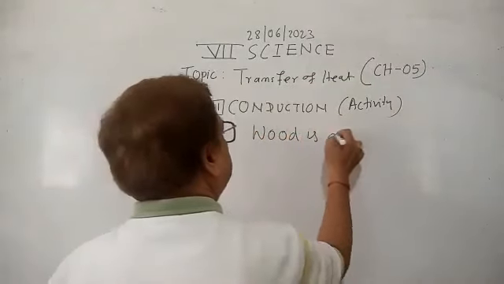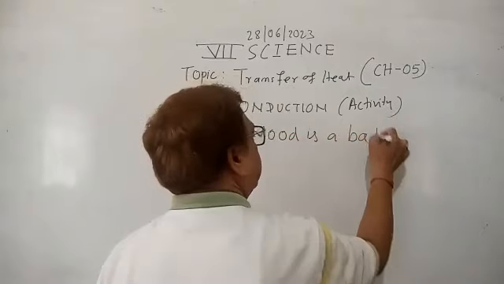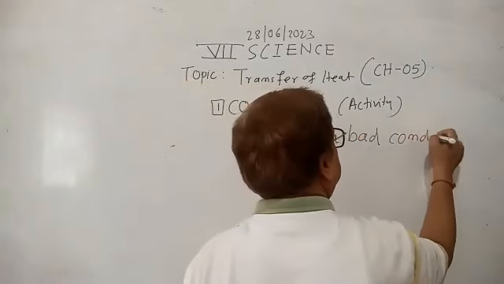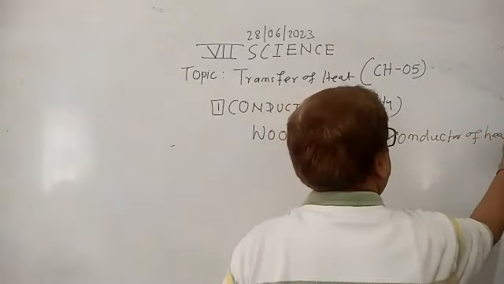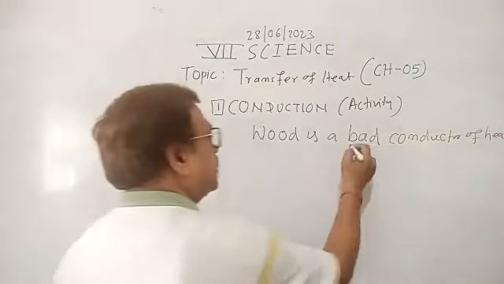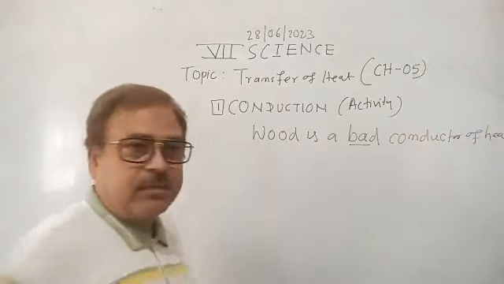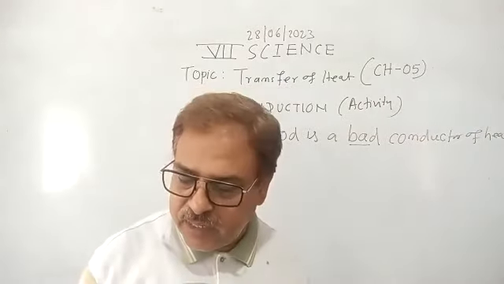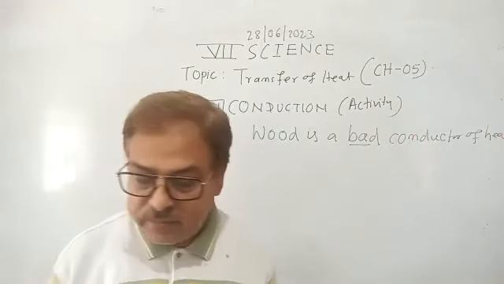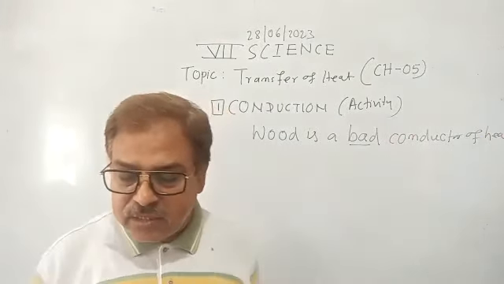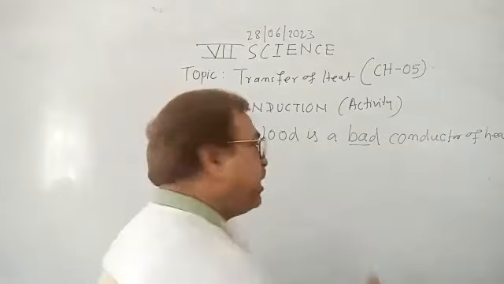Wood is a bad conductor of heat. It starts burning and does not transfer the heat from one end to the other end. So it is called a bad conductor. Bad conductors of heat are also called insulators.